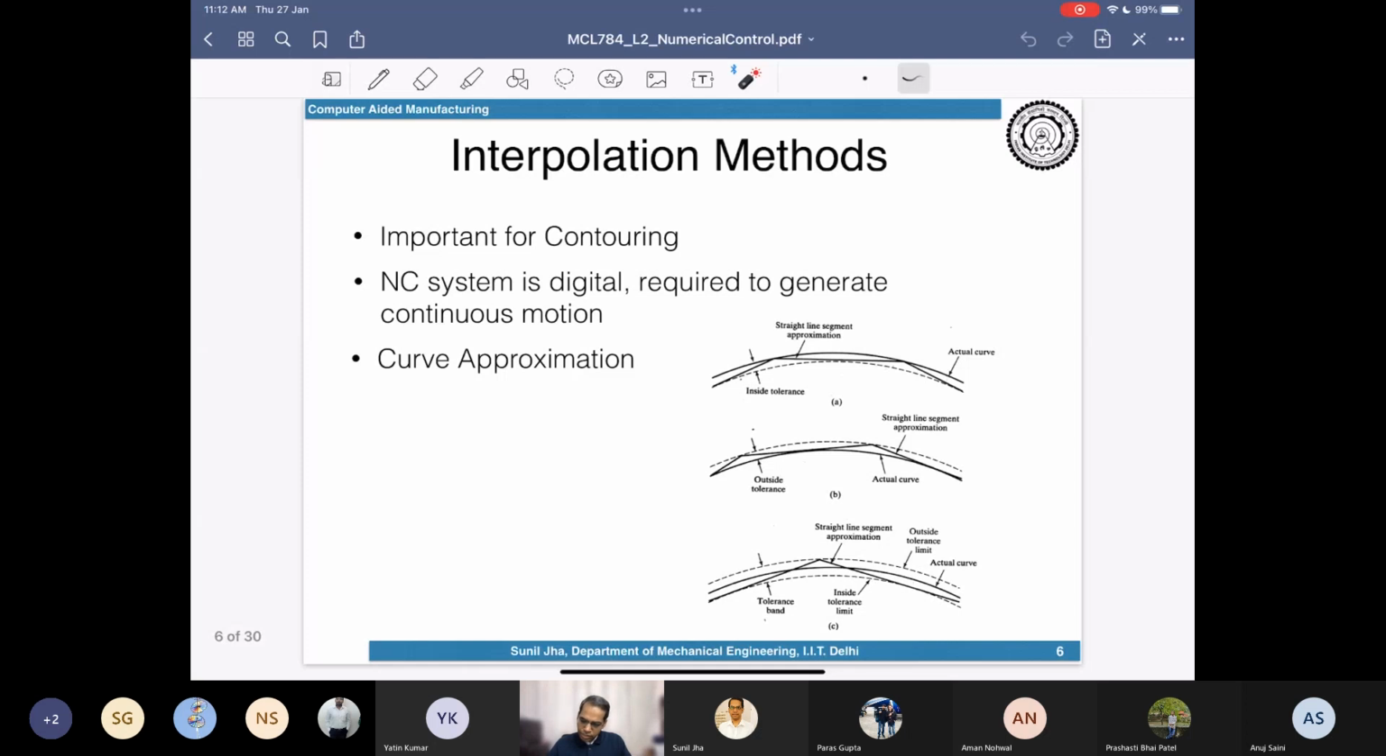So you can see the inside tolerance, the outside tolerance, and then there are both-side tolerances, so that is how you will be performing those approximations. These curves will be showing you the different types of errors.